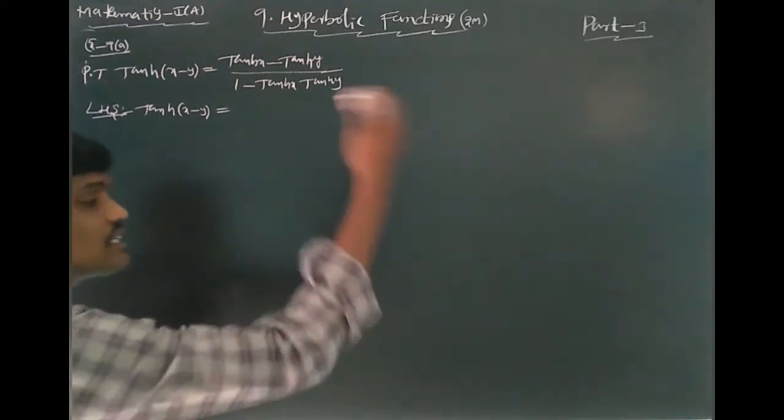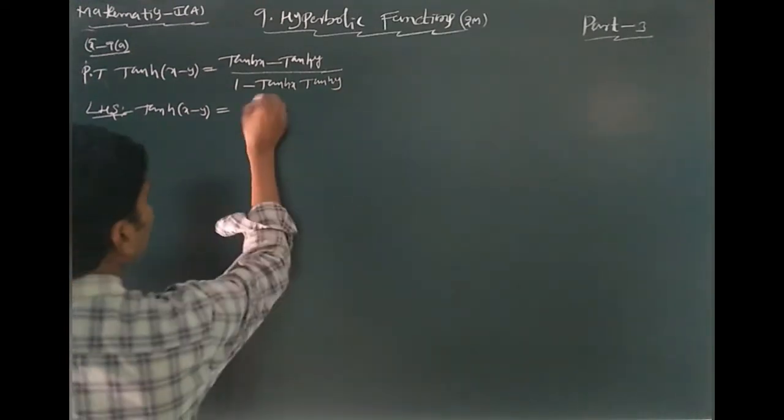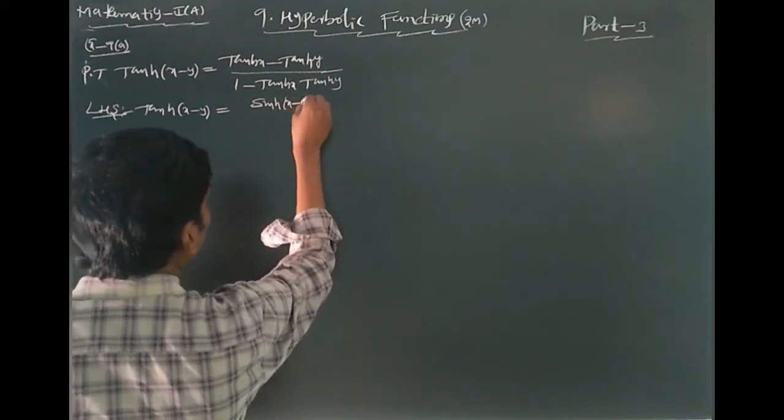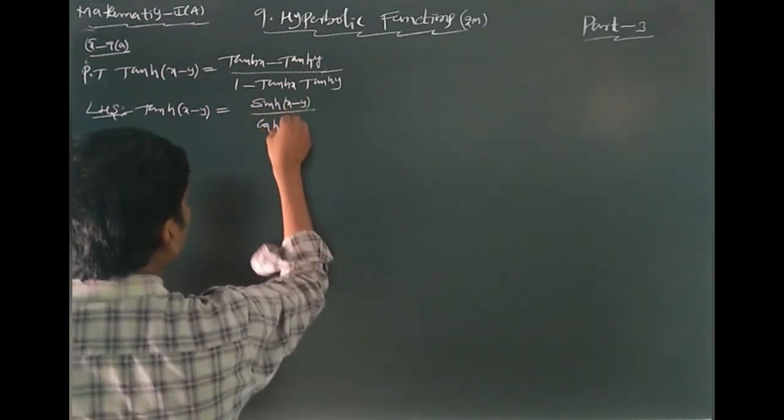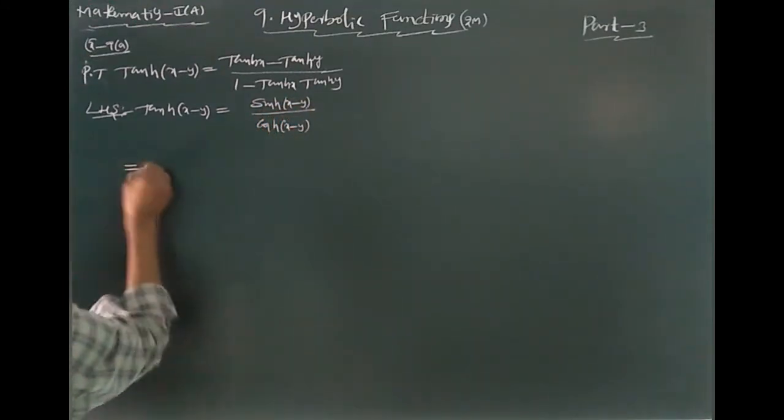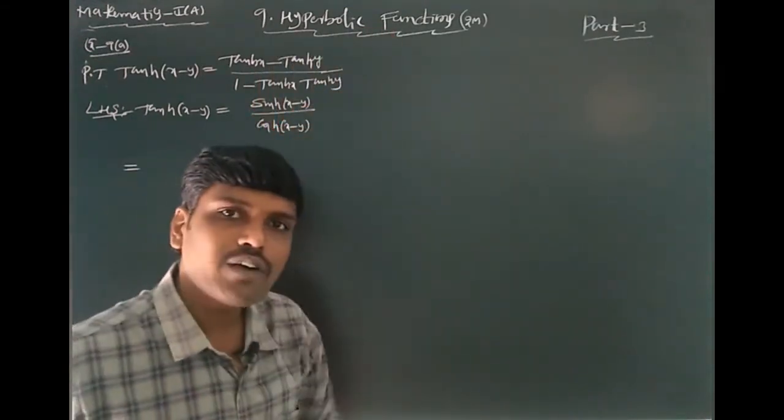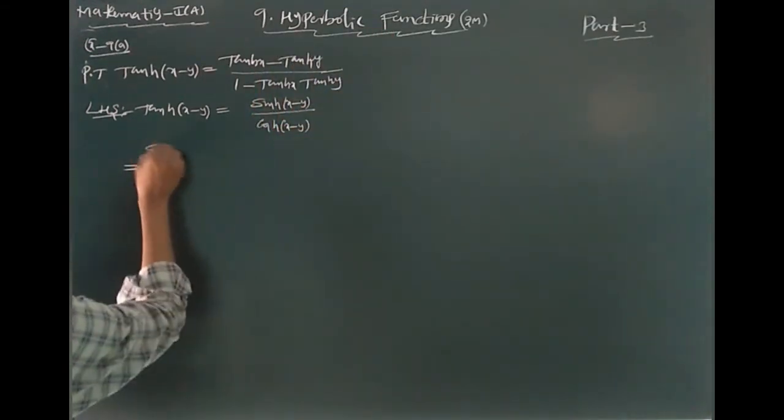Tanh of (x minus y) we can write as sinh by cosh. Sinh of (x minus y) by cosh of (x minus y). After that we can write the sinh of (x minus y) formula. You know what that formula is?